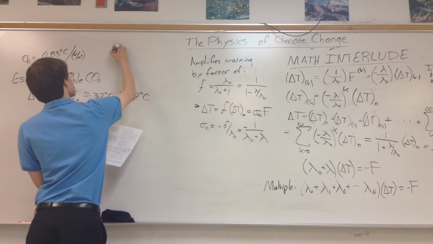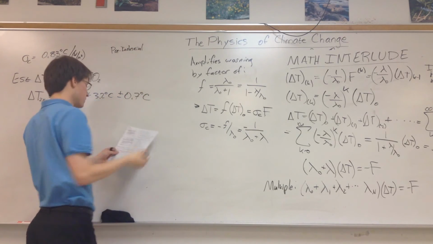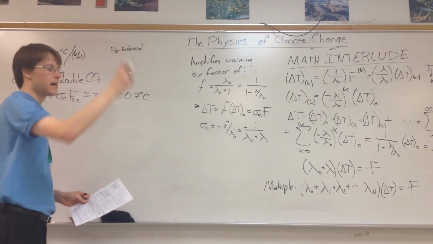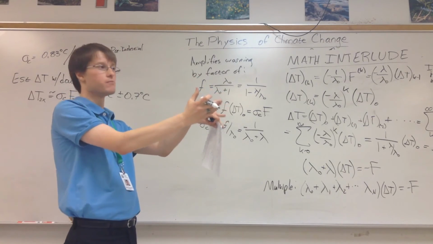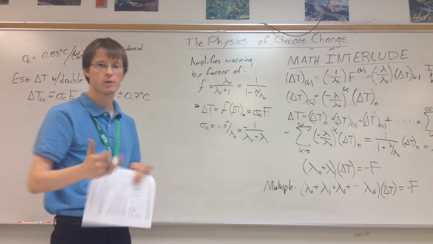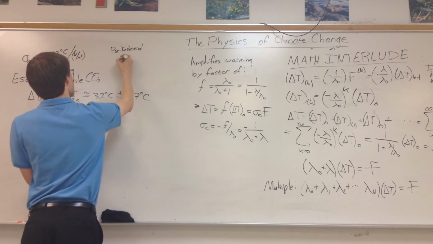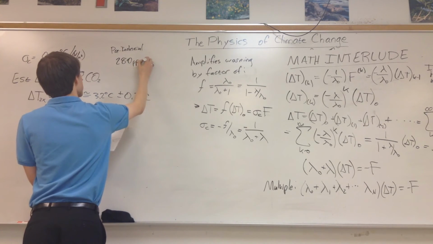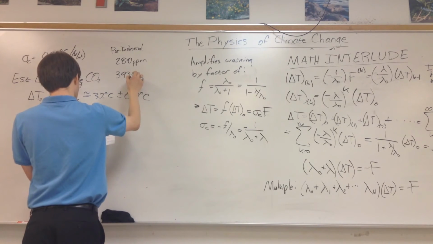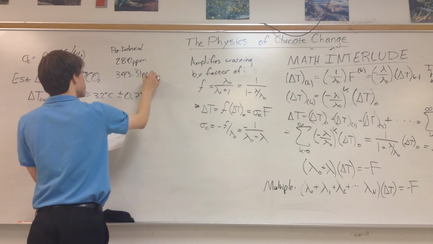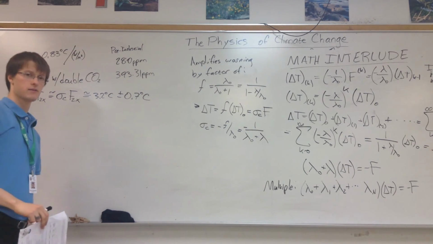pre-industrially, the amount of CO2 is measured in parts per million. So if you grab a little chunk of air and you measure how many molecules of CO2 there are per million, that's how CO2 is measured. So pre-industrial, we had 280 parts per million. Today, we have 393.31 parts per million. I took this measurement today, which was October 29th, I think.